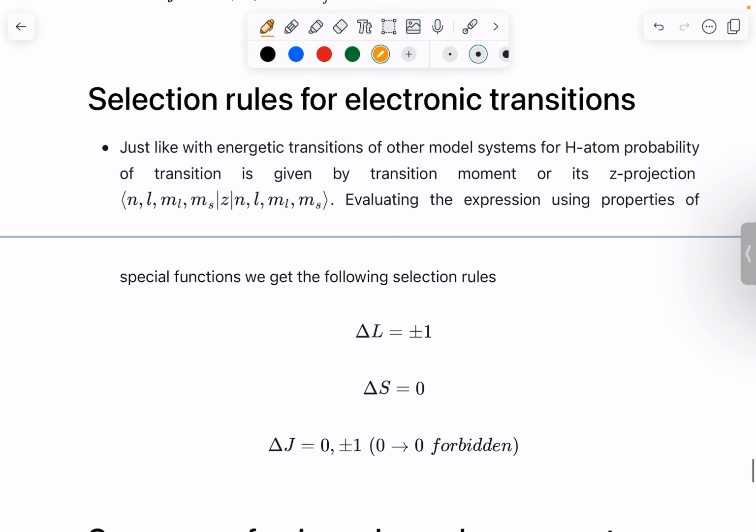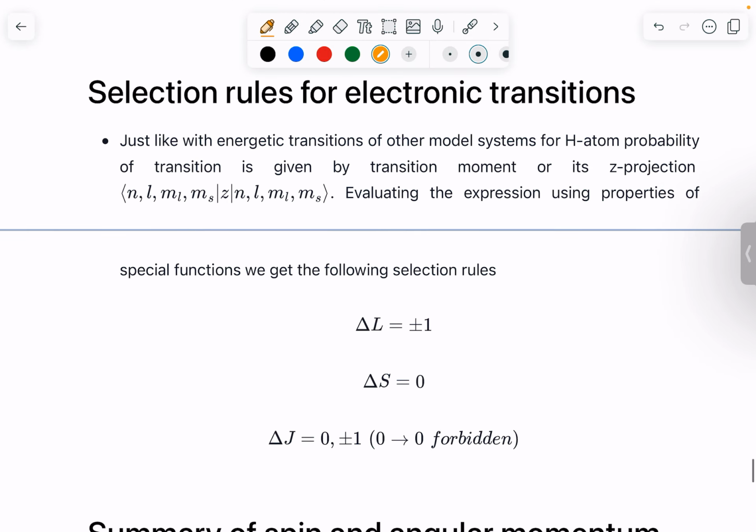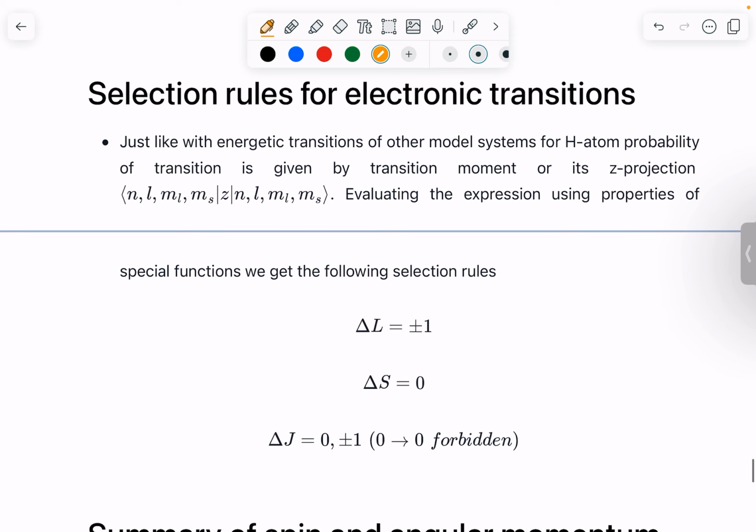And finally, to fully make sense of every single line that you observe in spectroscopy, you should also calculate the allowed transitions, okay? The transitions which correspond to non-zero transition moment. In other words, we need to establish the selection rule for the electronic transitions. So these are the rules. You see that you can only make transitions between states where the difference in total angular momentum is plus or minus 1.